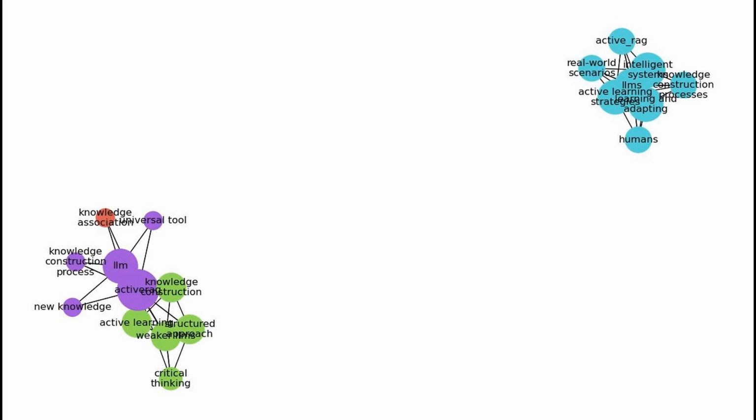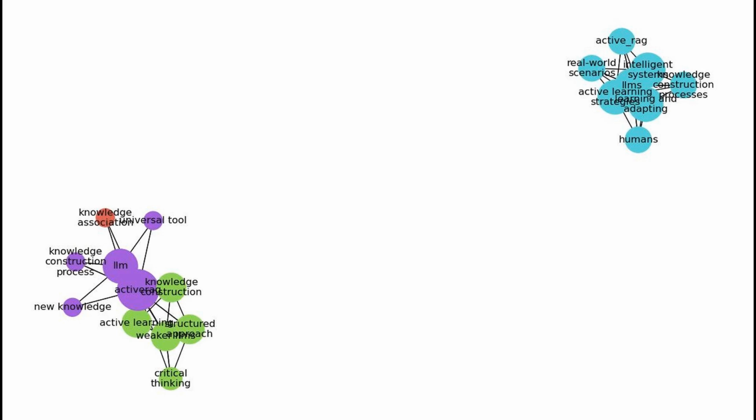The flexibility of ActiveRAG stems from its foundational principles of active learning and knowledge association. By encouraging LLMs to connect new knowledge from retrieved passages with what they have already learned, ActiveRAG provides a structured way for various LLMs to enhance their understanding without requiring fine-tuning. This is similar to using a universal tool that fits different types of screws. It can adapt to work with various models while achieving the same goal of improved knowledge acquisition.